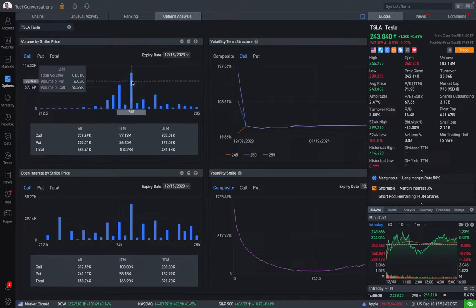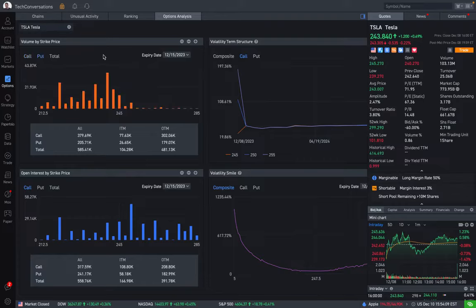Right away, we can see here that the call option at the 250 strike expiring December 15th has a lot of volume, the most amount of volume out of any of the options expiring on December 15th on the call side here. We can do the same thing for puts. So this could be very valuable information.